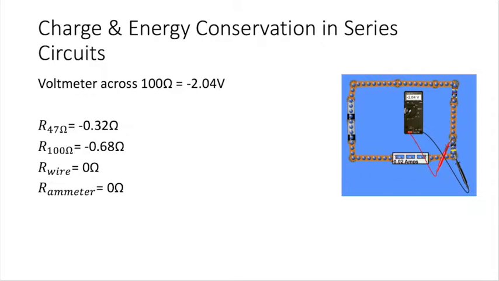When the voltmeter was measured across the 100 ohm resistor, it read -2.04 volts. And when the voltmeter is replaced with an ammeter in parallel with the 100 ohm resistor, the current through the other ammeter read a very high current of -1,193 amps because of the lack of a resistor.